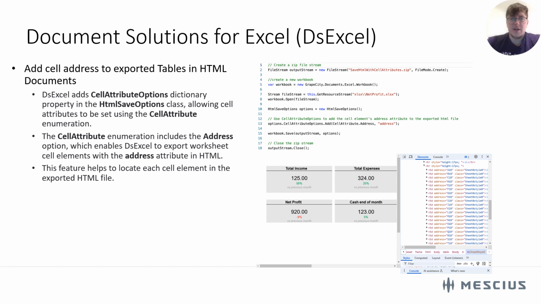In the code on the right, we can see that we create a new zip file stream to handle our HTML export on line 2.